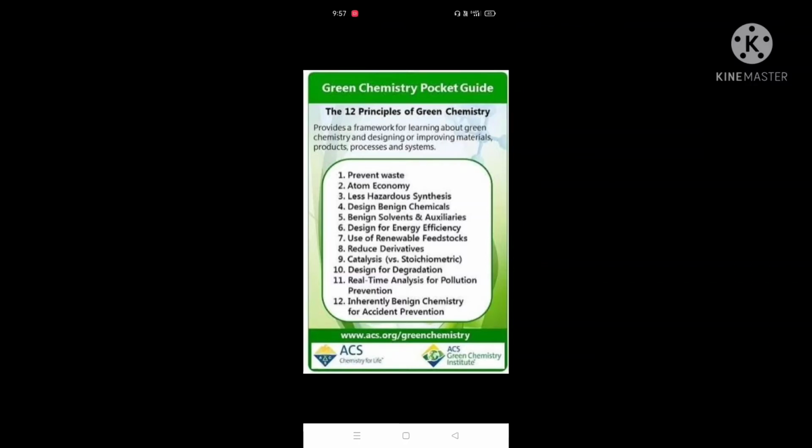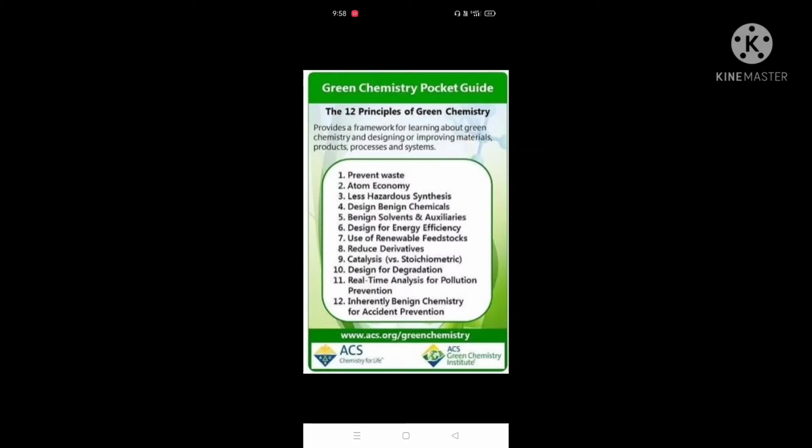Design for energy efficiency. So we use less energy for these reactions. Many reactions are conducted by microwave assisted synthesis and sonication reactions, and in some cases we use less energy to get the product. Energy consumption is also a source of environmental pollution, so that's why we use energy efficient reactions.